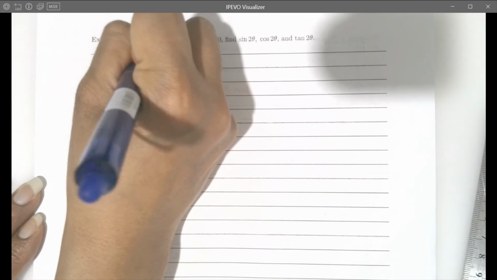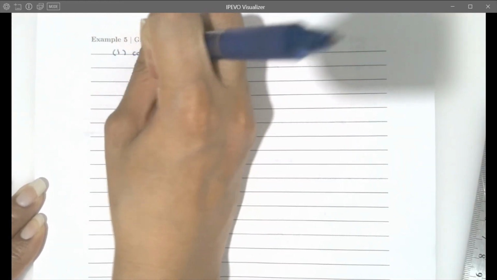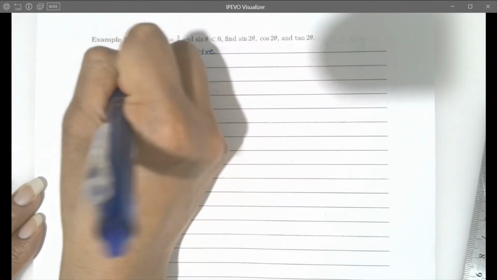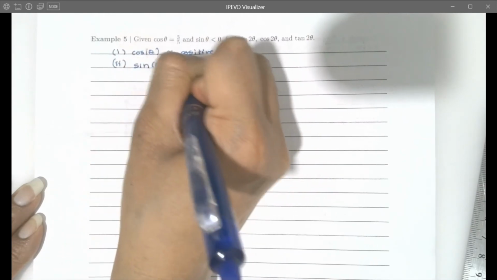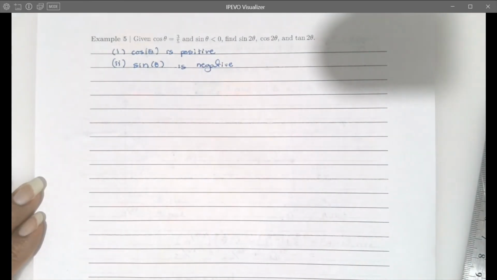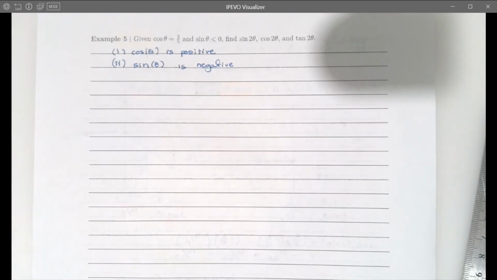Okay, so they tell us that cosine of theta is 3 over 5, and sine of theta is negative. Even though they don't tell us explicitly where the angle lies, we do know two things. We know that cosine is positive, because it gave us a 3 over 5. And then the second thing we know is that sine of theta is negative. And that's by the second given. So we think about which quadrant has a positive cosine but a negative sine value. Well, cosine is positive in quadrants 1 and 4. Sine is negative in quadrant 3 and quadrant 4. So the place where both of those overlap would be quadrant 4.